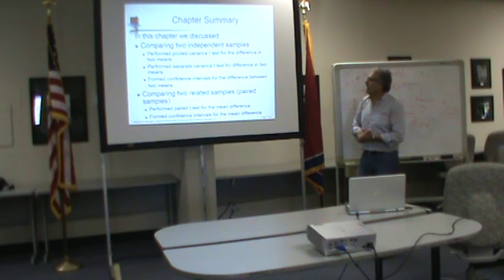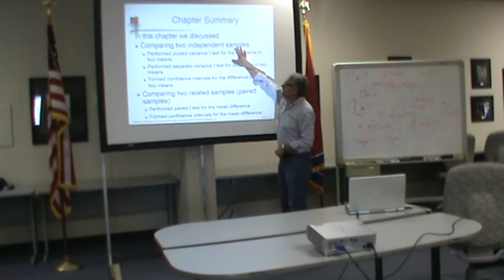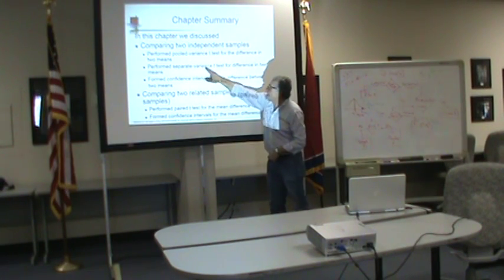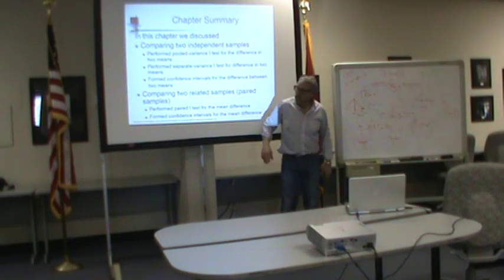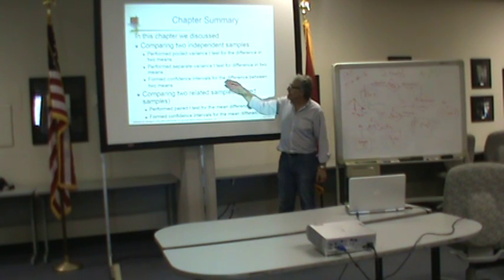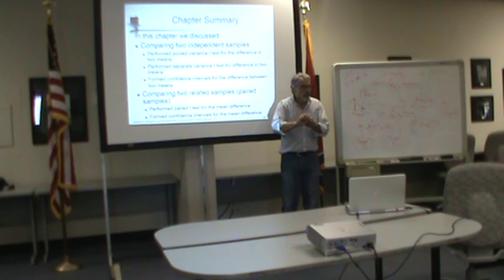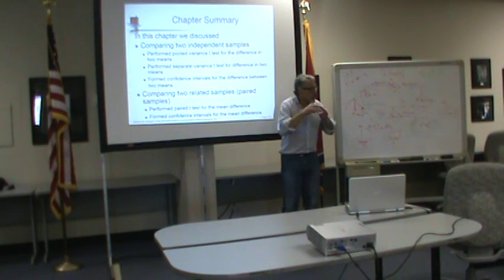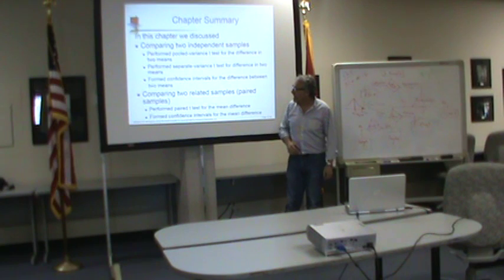So what have we done? We've looked at 2 independent samples and done the pooled t-test or the separate t-test, because we could either assume they were equal or not. And we could look at t-stats compared to t-critical. We could look at a p-value if we wanted to, compare it to a percentage, or we could do a confidence interval. Three ways to decide whether to reject or not.